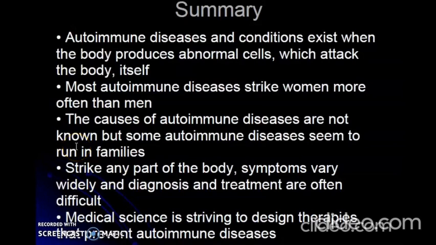Now let's see the overall summary of autoimmune diseases. Autoimmune diseases and conditions exist when the body produces abnormal cells which attack the body itself. Most autoimmune diseases strike women more often than men. The causes of autoimmune diseases are not known, but some autoimmune diseases seem to run in families. It can strike any part of the body, symptoms vary widely, and diagnosis and treatment are often difficult. Medical science is striving to design therapies that prevent autoimmune diseases.